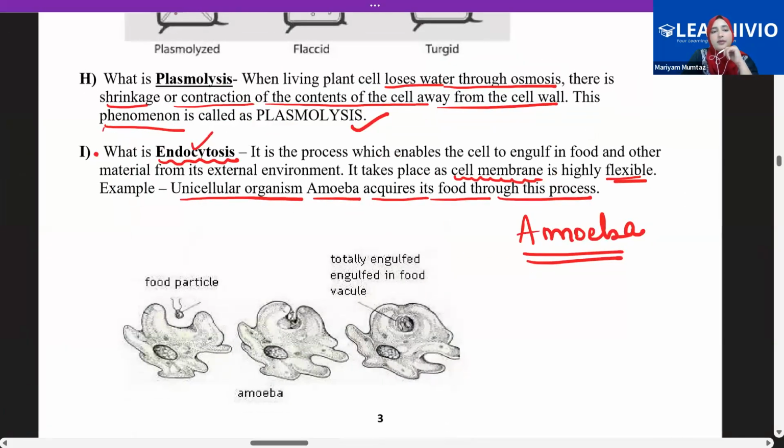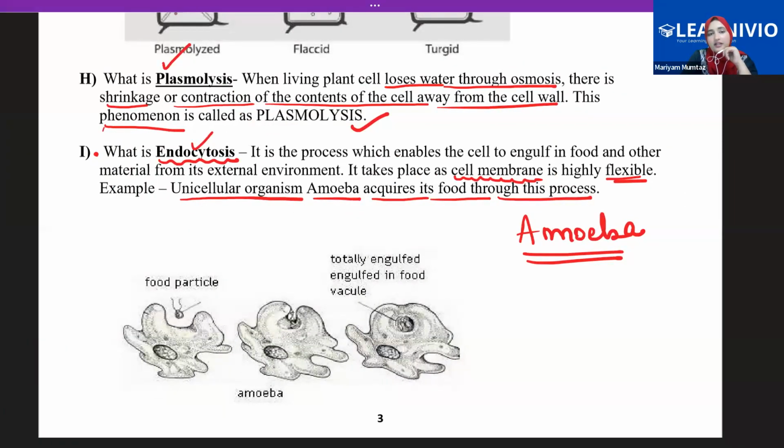Talking about plasmolysis, whenever a living plant cell loses water through the osmosis process, which osmosis is it? Will it be exoosmosis or endoosmosis?